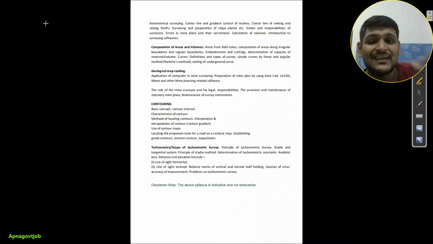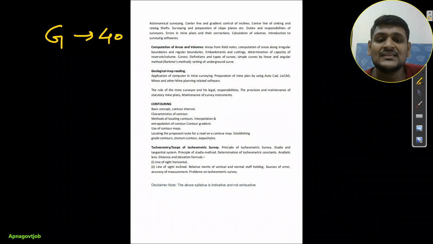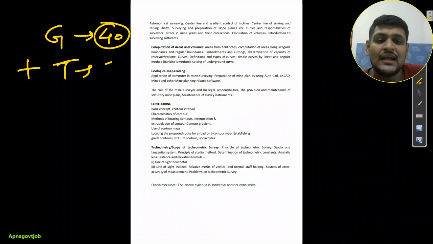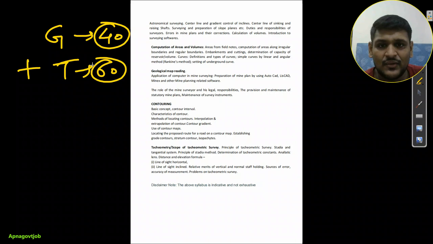Start with your general section, okay? These 40 marks are very much important. So at least try to score more here. Whatever syllabus I told you for quant, reasoning and your GK, just do that carefully, okay? Then you can go to your technical part and try to attempt the maximum questions that you know out of this 60. So this is your whole one round.